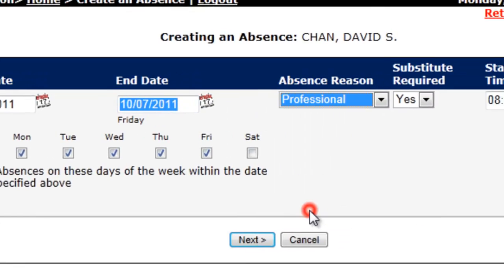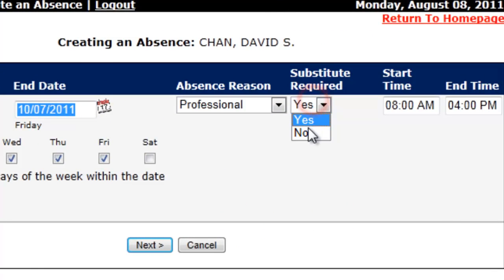So I'm going to take a professional day. Whether or not I need a substitute, and I can be gone for the whole day, so I'll do an 8 to 4. If I know I'm going to be absent for specific periods of the day, such as first and second period, followed by eighth and ninth period on the same day, I'll need to create two separate absences, and then put the start and end times for first and second, and then another absence for the start and end times for 8 and 9. Once I'm done, I'll press Next.